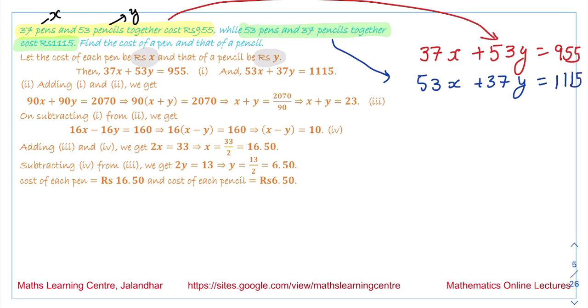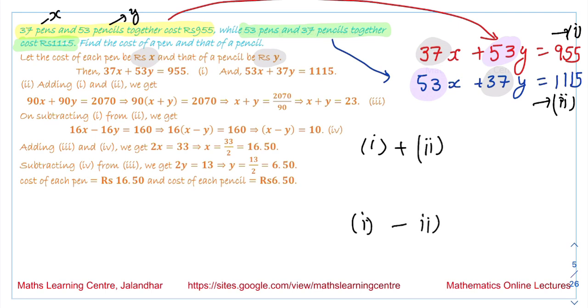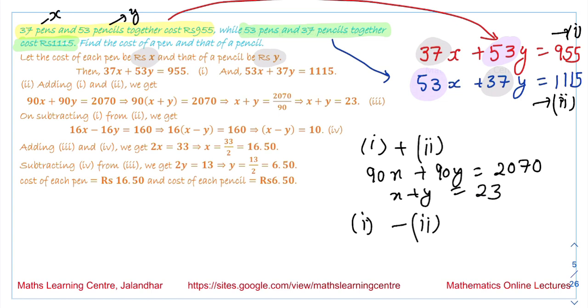If we look at these two equations, what kind of equations are these? This is 37, this is 37, this is 53, this is 53. So the coefficients of x and y are interchanged in the second equation, and we know how to solve these. If this is equation number 1 and this is equation number 2, first we add these two equations, then we subtract these two equations. When we add them, we get 90x plus 90y is equal to 2070. This gives us x plus y is equal to 23.